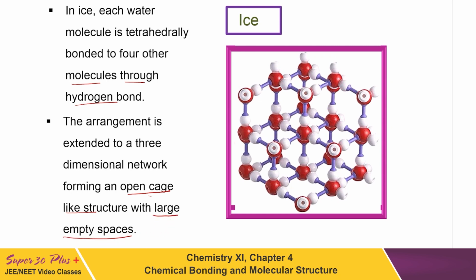You see, this is what? Empty space. This is again empty space. This is empty space. So they have open empty space, and it looks like a cage. So the structure of ice is also called a cage-like structure, right?